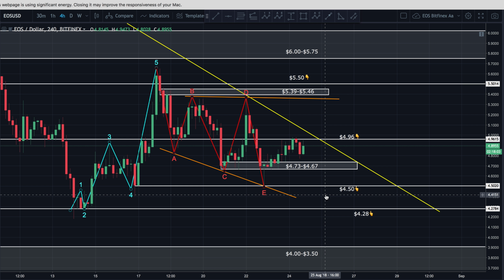So either we're going to get a strong rejection and we're going to break down out of this wedge pattern that we're currently in, we'll have to wait and see, or we're going to break up out of it. Either way, we're going to break out of this wedge pattern here very soon. But this is going to get tested.